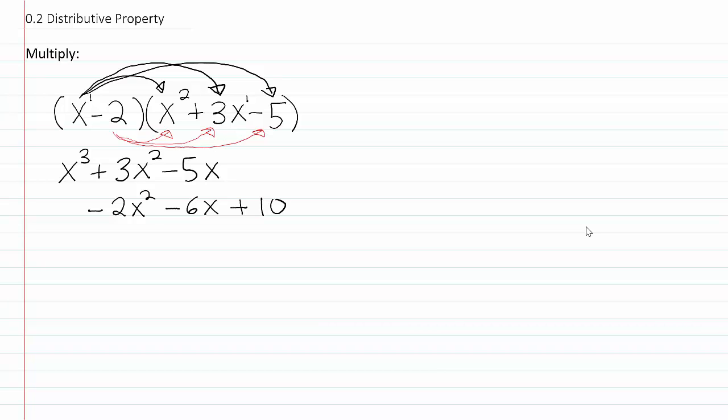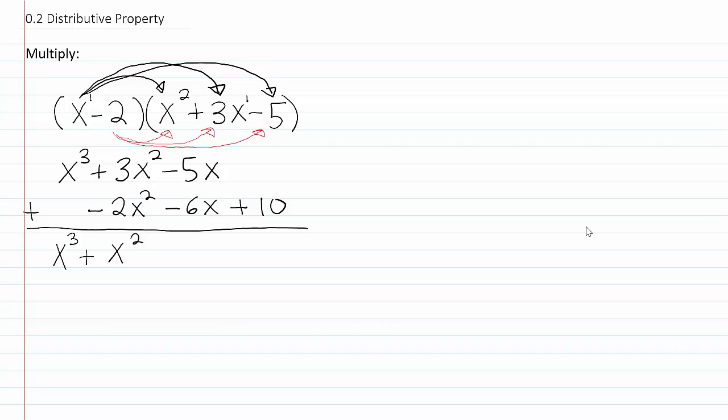All right, so the last thing we have to do now is to combine like terms. So I'm going to put a little plus sign over here and draw an addition bar. And then I'm going to just combine the terms that are alike. So there's nothing like x to the third, so I'm just going to copy that down. And then we have plus 3x squared minus 2x squared. That'll give us a positive 1x squared, or just a plus x squared.